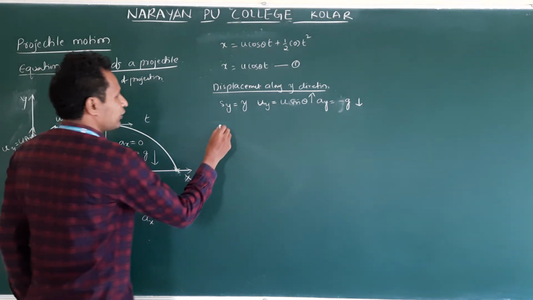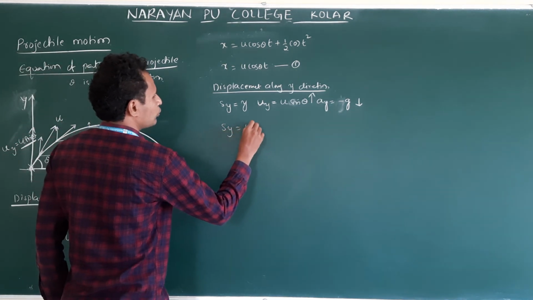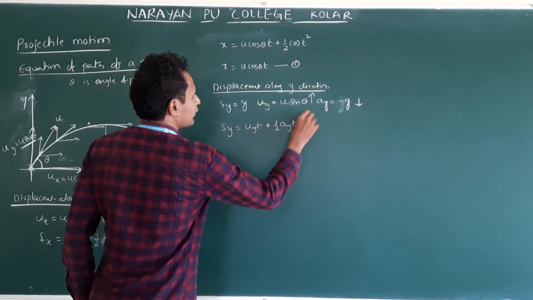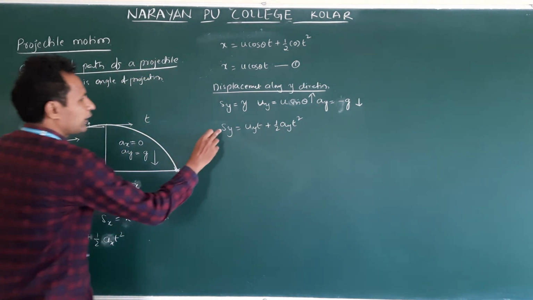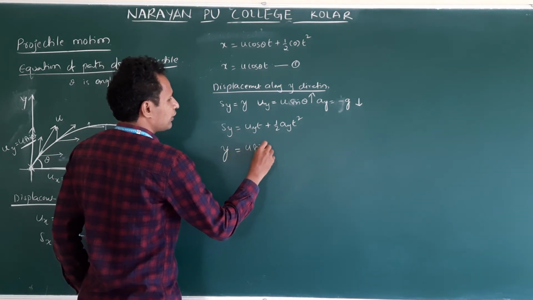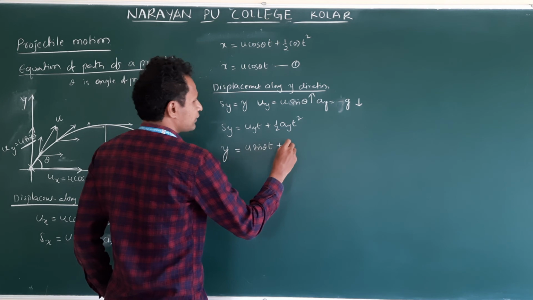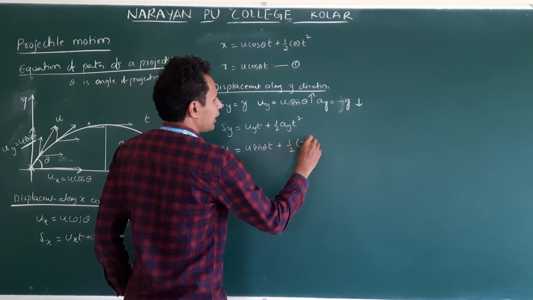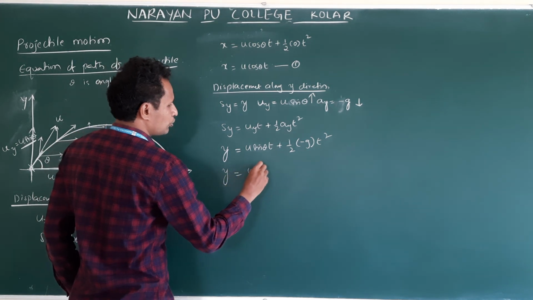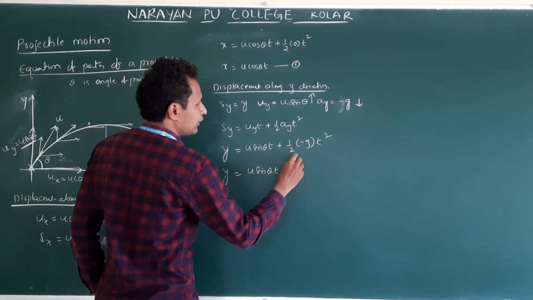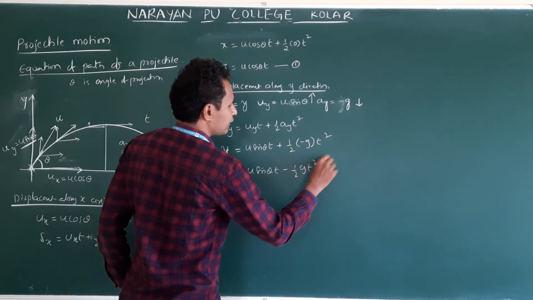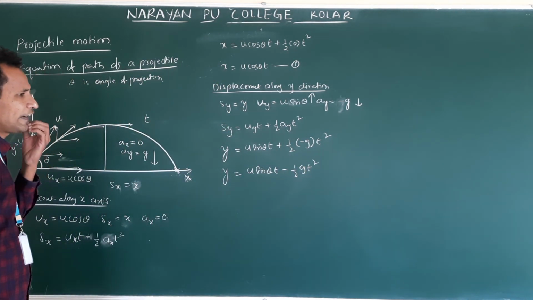Now what is the Sy equation? Sy is equal to uyt plus half ay t square. Then Sy we consider as y: u sin theta into t plus 1 by 2 ay, minus g, t square. So y is equal to u sin theta t minus half g t square. Okay.